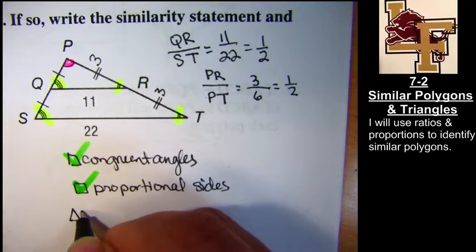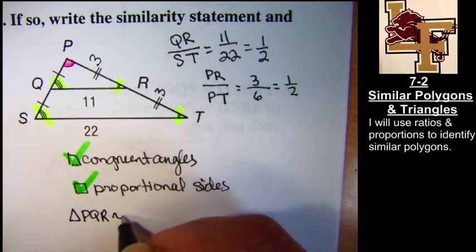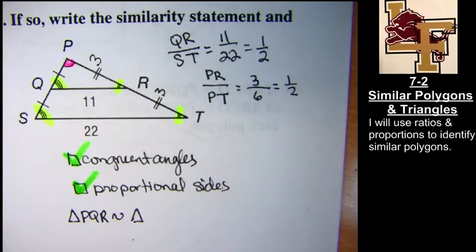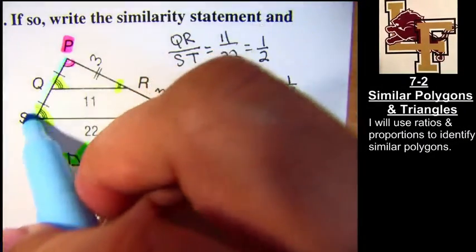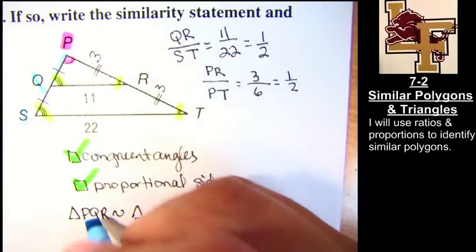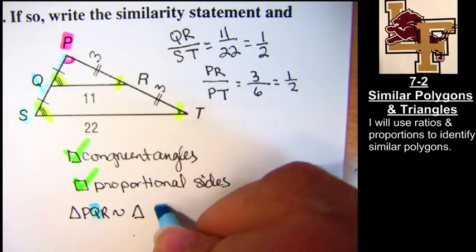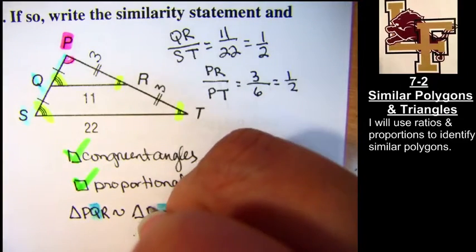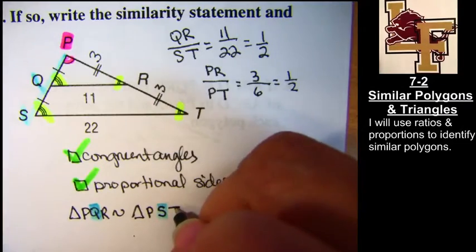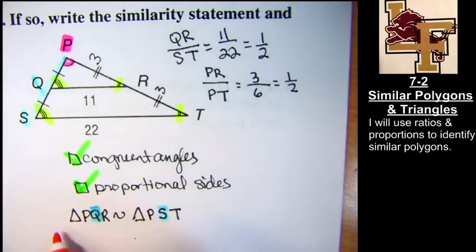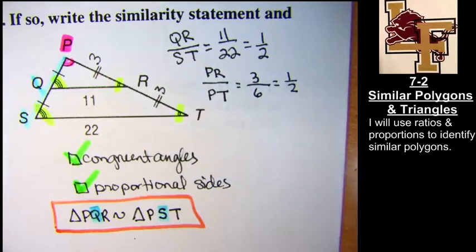This means triangle PQR is similar to... order matters. P is the same point, so it corresponds to itself. Along this side, I have Q and I have S. So Q must come next, which means S must come next. That means T comes after that, and there is my similarity statement.